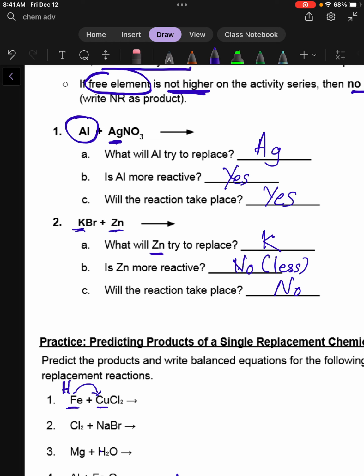So iron will replace copper. The problem with transition metals is that you don't know the charges. Iron has two possible charges, Fe3+ or Fe2+, because it is a transition metal.